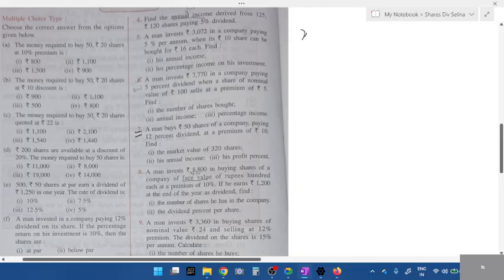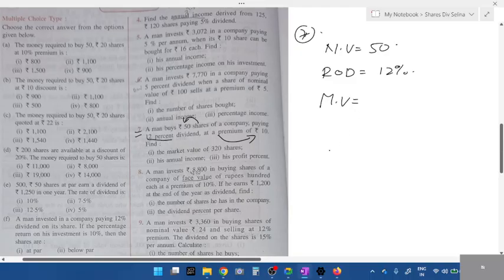Okay, seventh one. Yes, let's continue from the seventh. All of you completed? A man buys 50 shares. Paying 12%, see, percent is given. At a premium of rupees 10. What is premium meaning? Positive or negative? Increase. So nominal value is 50, so market value will be 50 plus 10 is 60.